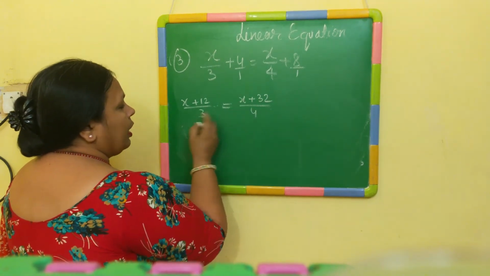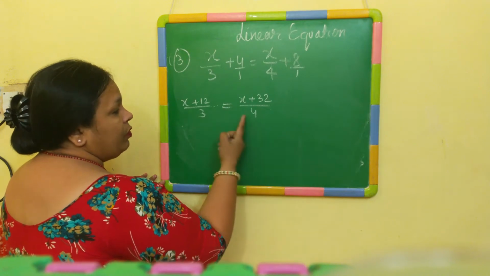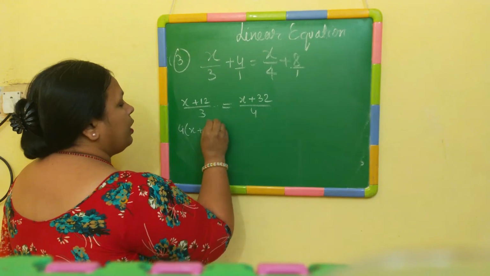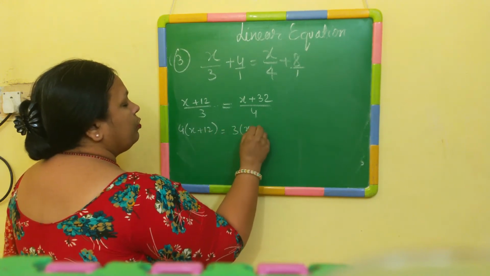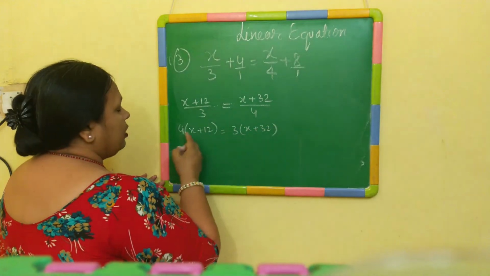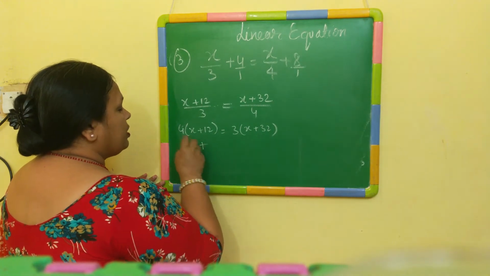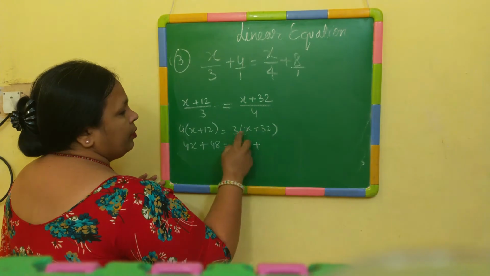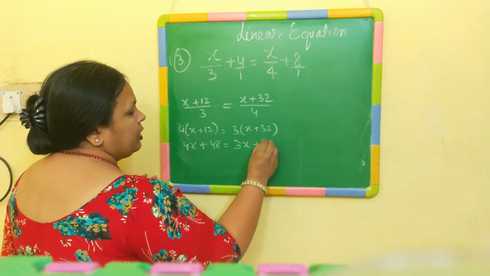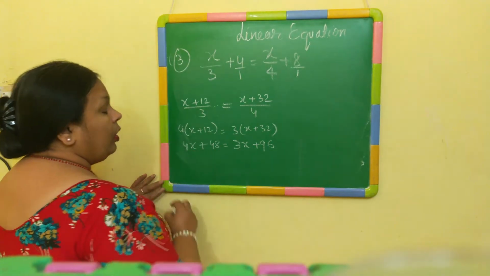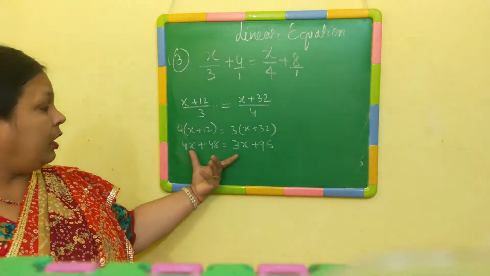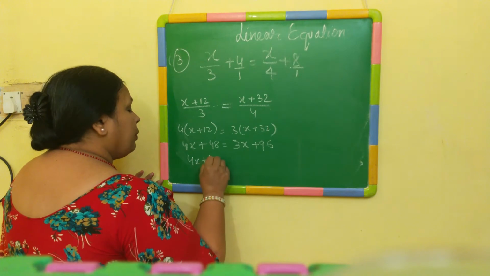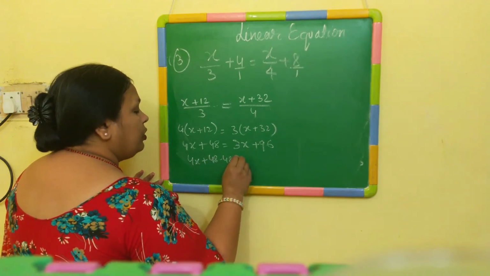Now again, one of the rules which we have used, cross multiply. This becomes 4 into x plus 12 is equal to 3 into x plus 32. This becomes 4x plus 48 is equal to 3x plus 3 2s are 6, 3 3s are 9. Now here what we will do is, at this stage we will be subtracting 48 on both the sides.